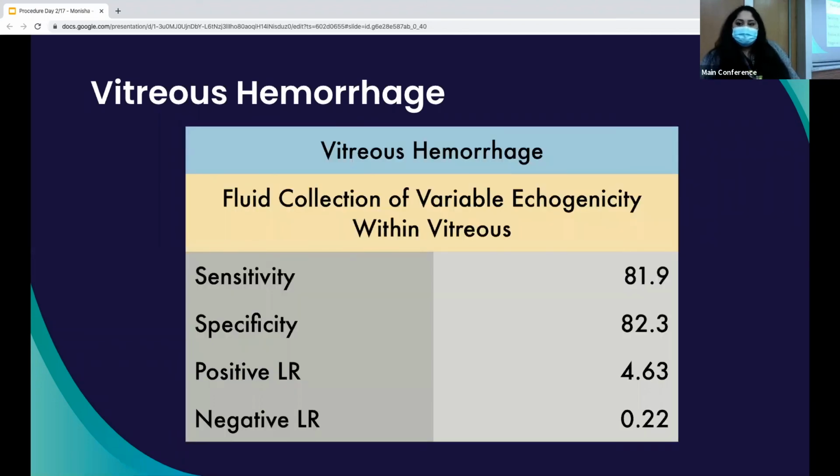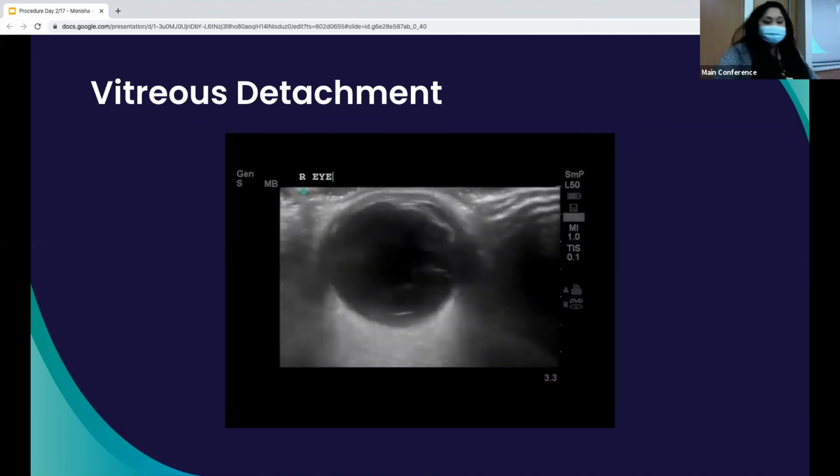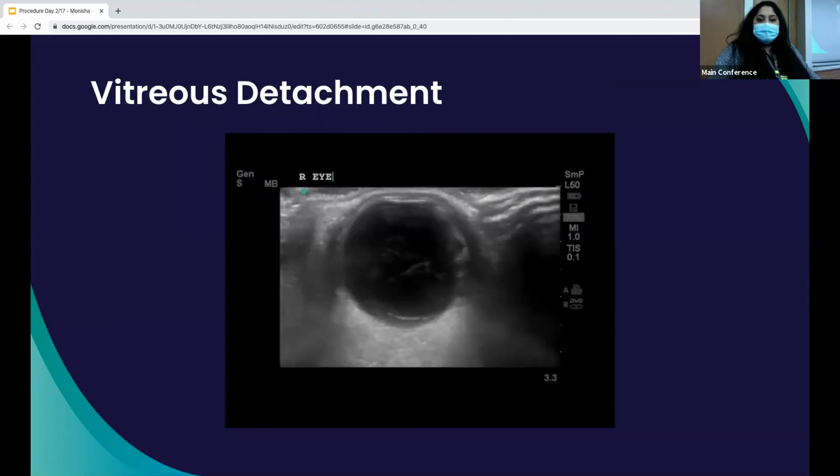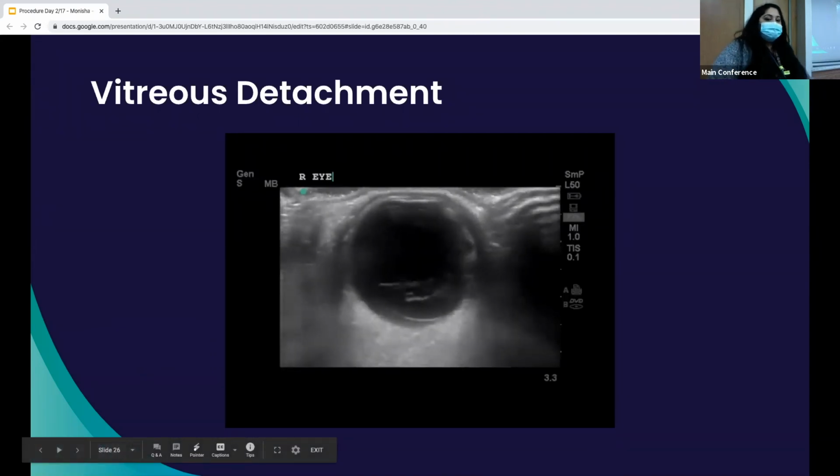For the vitreous hemorrhage itself, the data also shows, again, pretty sensitive to specific, less so than for retinal detachment, with 81.9% sensitivity and 82.3% specificity. Again, make sure this is more of an adjunct, especially because something like this is not the sole thing you're using as a diagnostic measure. And that's with vitreous detachment. Basically, what you're looking for is a hyperechoic linear floating structure with increased echogenicity.